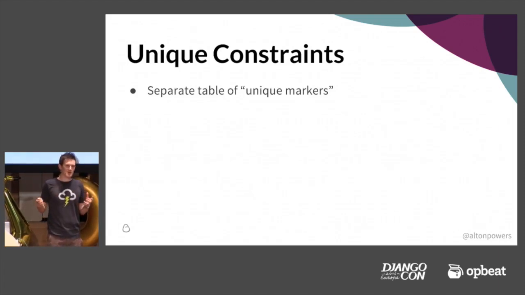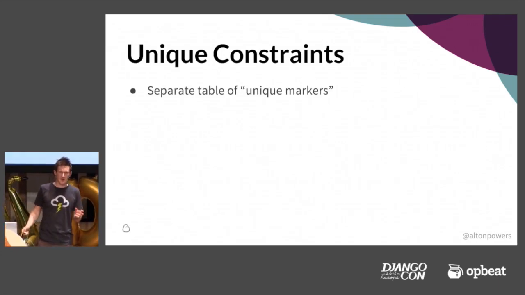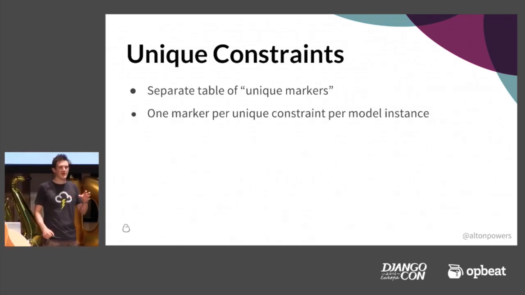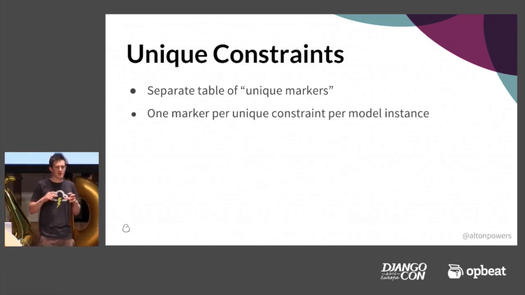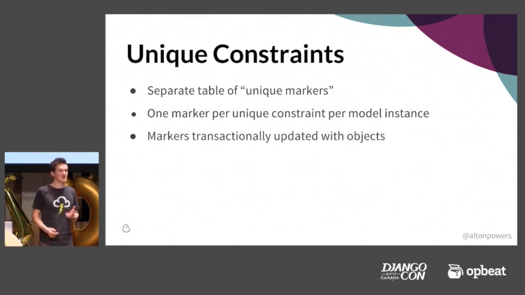So we implement unique constraints on our model tables by having a separate table that has all the unique markers in it. And we can update these unique markers in transactions when we create or update our model objects. And so by doing that, we have unique constraints back.